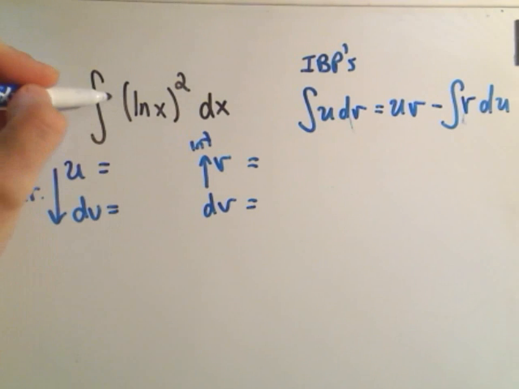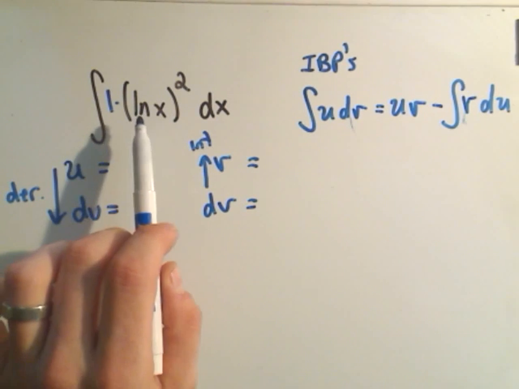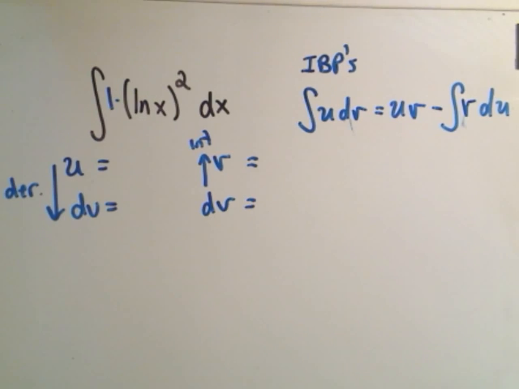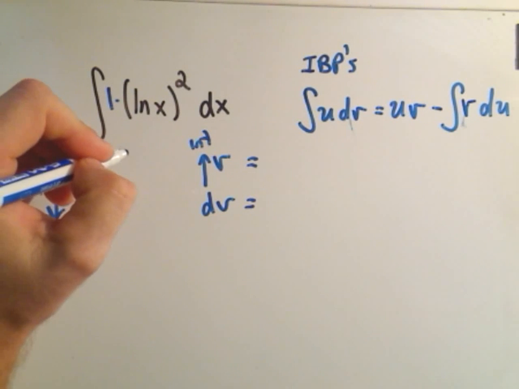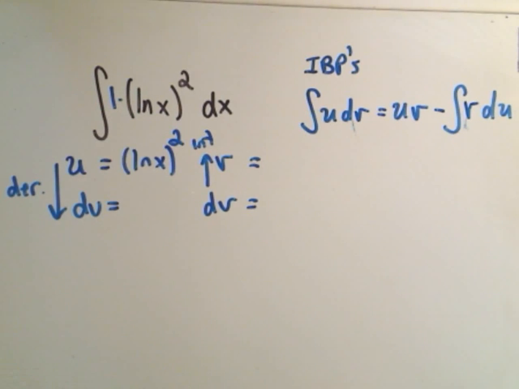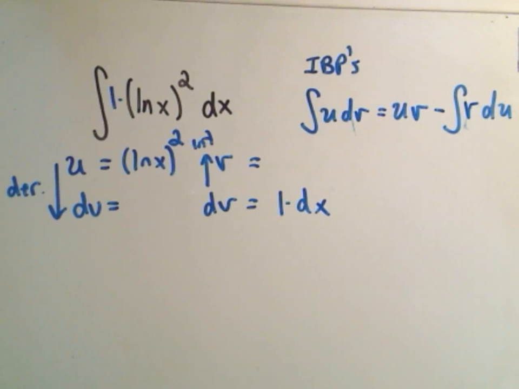Okay, well, I'm going to stick an extra 1 in here. There's not a lot of stuff to really pick for the u portion. You could pick it to be the 1, or you could pick it to be a single ln of x, or we could also pick it to be everything. And I'm going to pick u to be ln of x quantity squared. So that means by default my dv is going to be the 1 dx term.